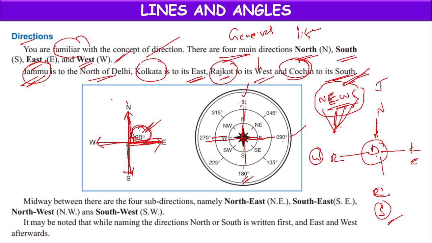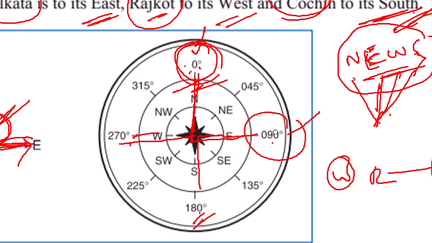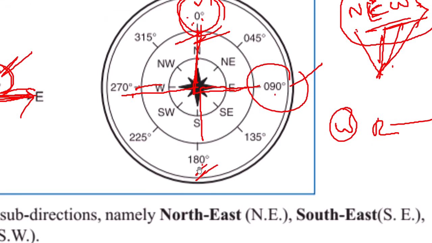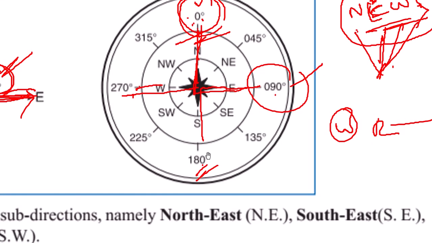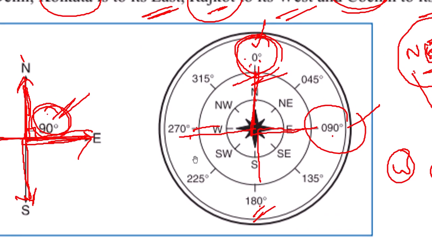In that way, if north is mentioned with 0 degrees, then east will be 90 degrees, and south will be 180 degrees, and west will be 270 degrees, and north will be 0 degrees, or indirectly equal to 360 degrees.